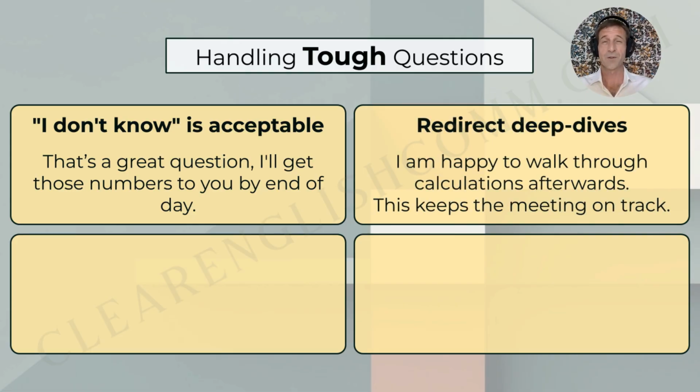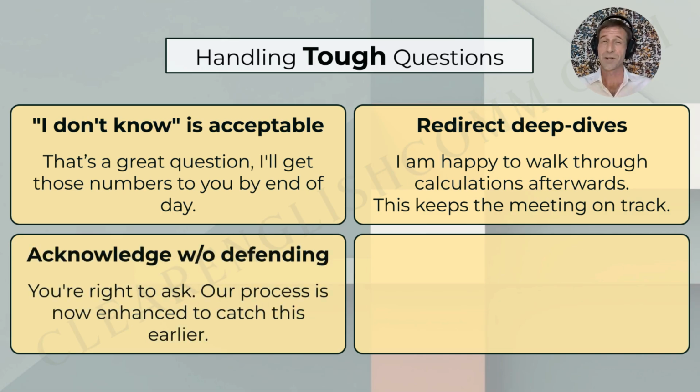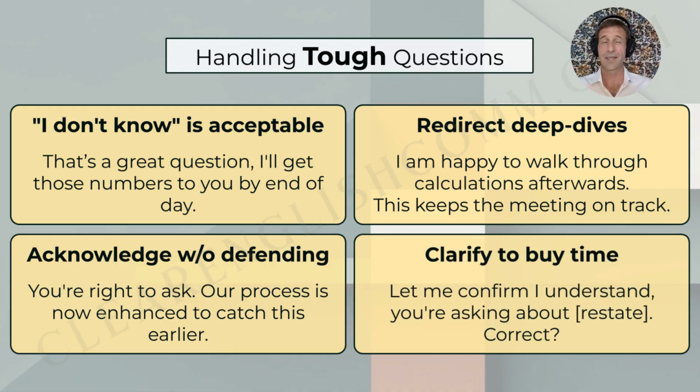Sometimes we have to redirect really technical questions until after the meeting if it's something that only one or two people in the audience might understand. This keeps the meeting on track and doesn't lose the rest of the audience. It's really important to take ownership of issues without becoming defensive or blaming other people, too. And a really good way to buy time to think is to ask the person to clarify their question. Questions aren't attacks, they're opportunities to demonstrate expertise and build trust.